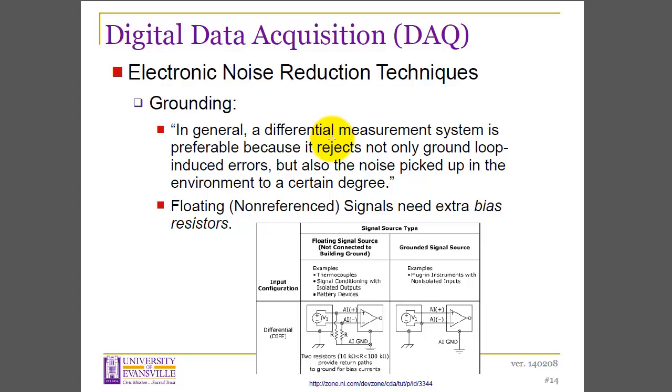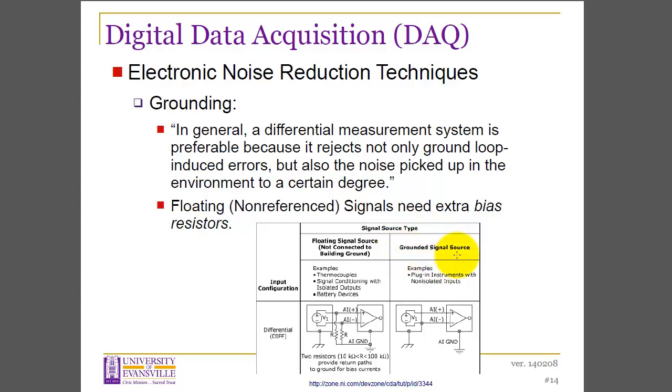It's preferable because it rejects ground loop errors and also noise picked up. If any noise is picked up on both wires, then by using a differential measurement, you're subtracting that out, and you keep the signal that you want. Opposite to that, you have floating or non-referenced signals that you're going to read about, and those actually need extra bias resistors. As you're doing your reading, you can focus on this table from the National Instruments document, and it has a nice comparison between the two.